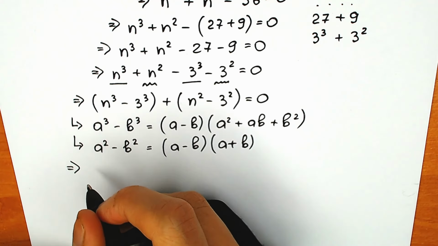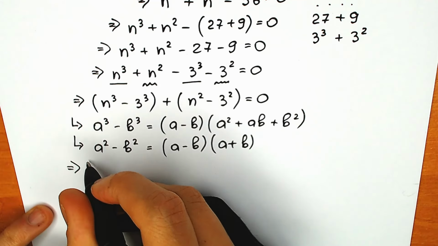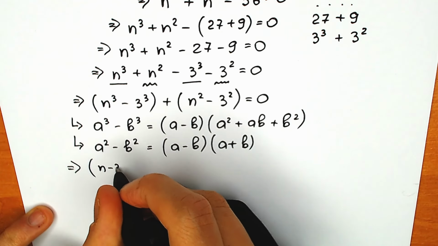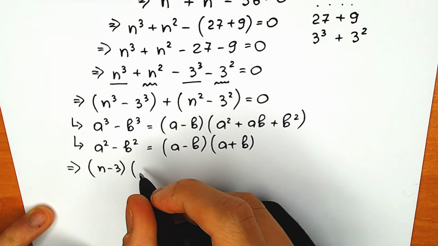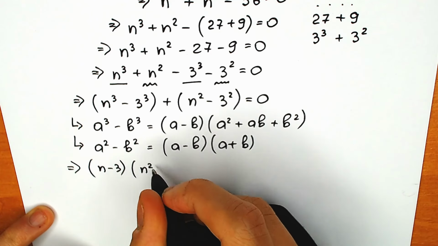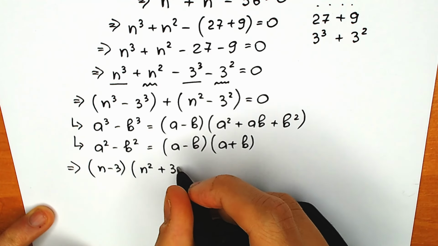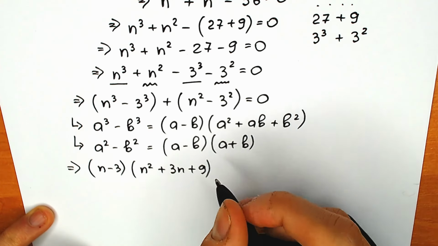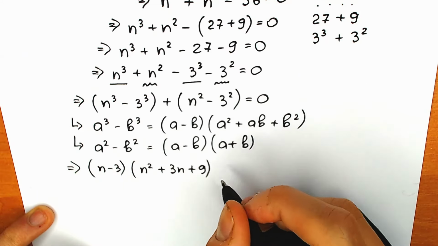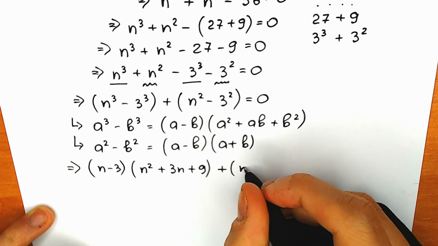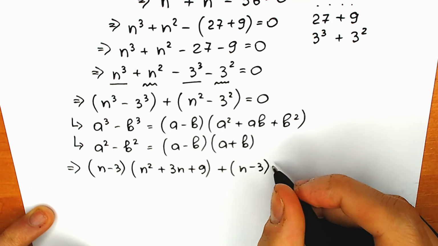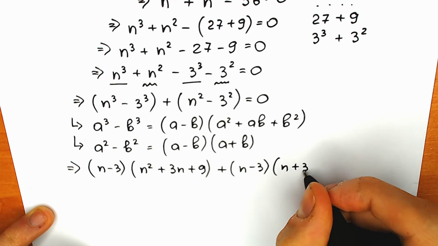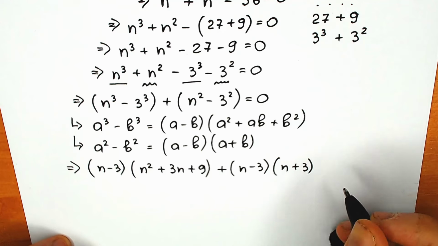First of all, difference of 2 cubes. As a result, what do we have? n minus 3, in another parenthesis, n squared plus 3n and plus 9. And right here we have difference of squares. So we have plus n minus 3 according to this formula and n plus 3. Really great. Of course, equal to 0.